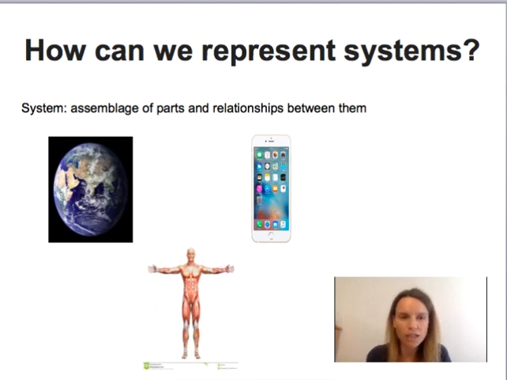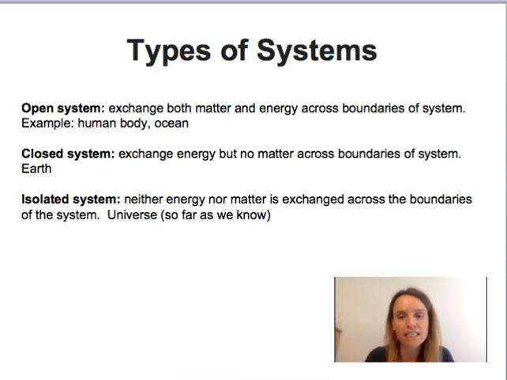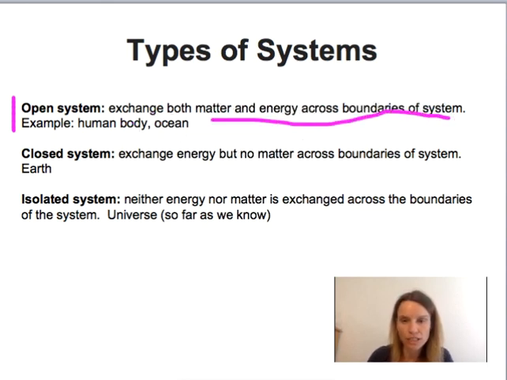When we talk about systems, there are 3 different kinds of systems that we look at. We look at what we call an open system, and this is pretty common. Open systems exchange both matter and energy across boundaries. So you could be looking at the human body or the ocean, the Pacific Ocean, for example, or the Gulf of Mexico, or the city of New York. All of those are examples of open systems that exchange both matter and energy in many different forms between the outside and into the boundaries of the system.